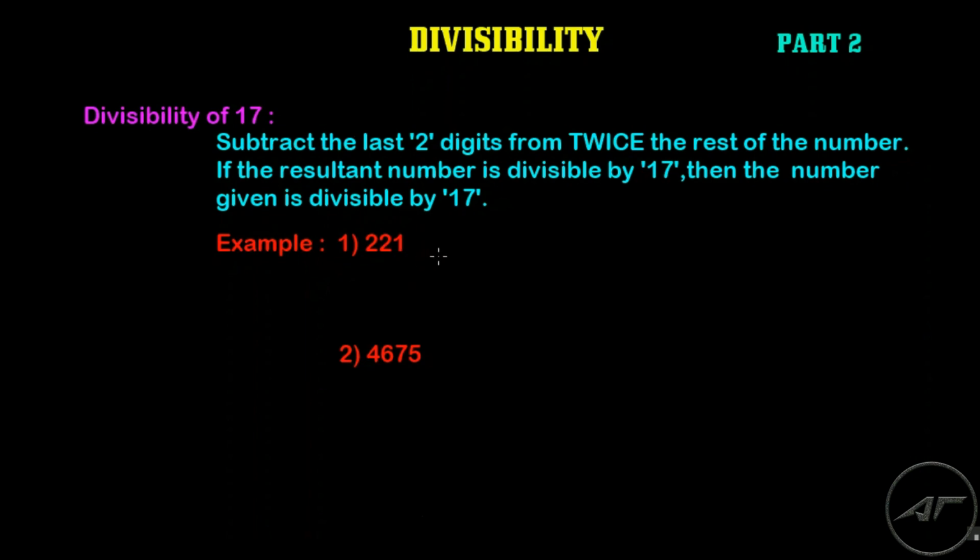So going by the rule, if a number is 221, the last 2 digits are going to be 21 and we will subtract it from twice the rest of the number. The rest of the number is 2, and so it's going to be 21 minus 4, which is 17. This is a resultant number. Now as this number is divisible by 17, therefore this number is also divisible by 17.